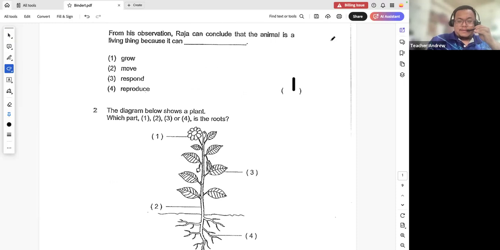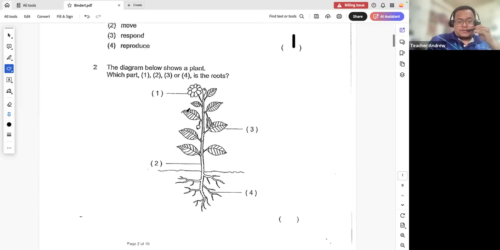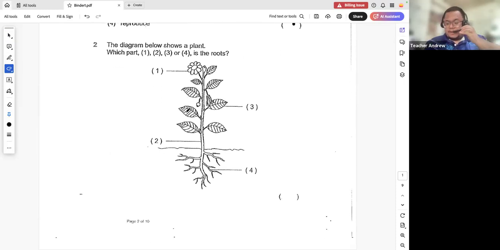All right, let's start. Question number two. The diagram below shows a plant. Which part, one, two, three, or four, is the roots of the plant? Any volunteers?